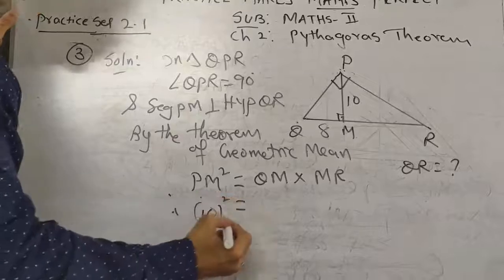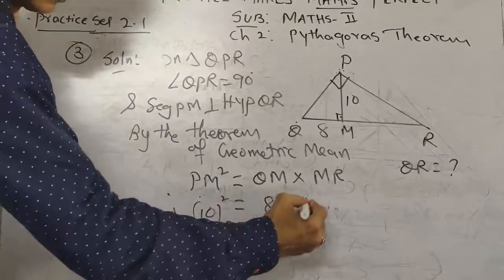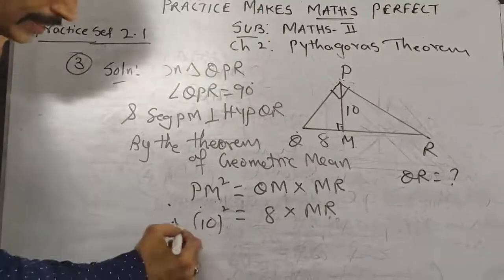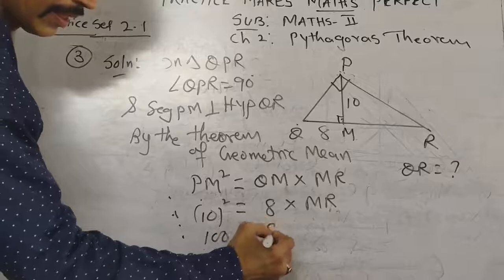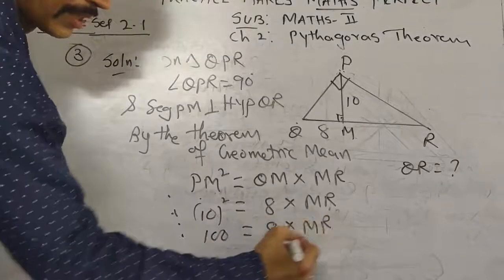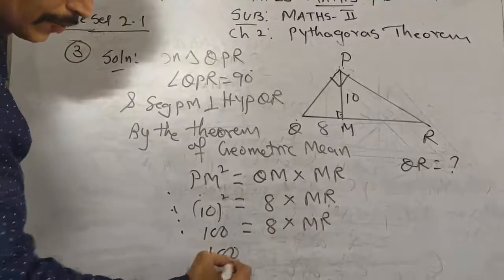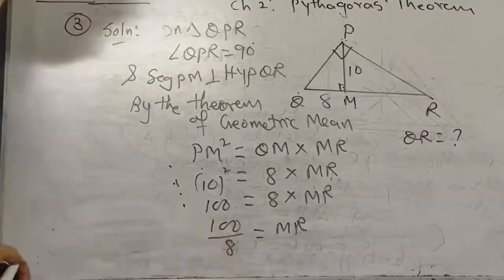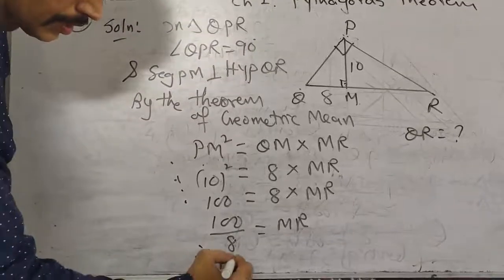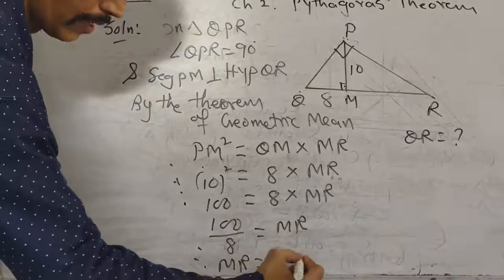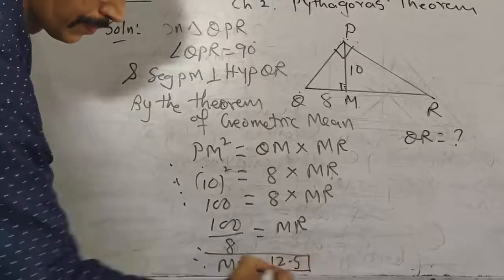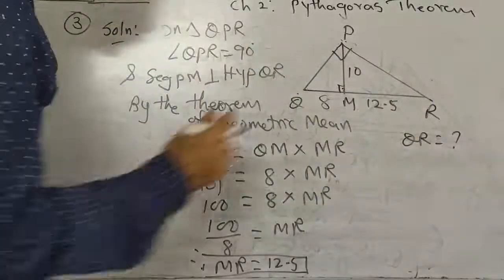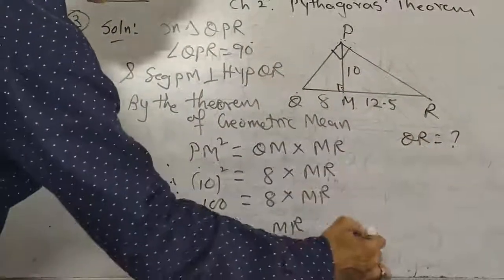10 square is equal to QM is 8 into MR. Okay. So 10 square is 100, equals 8 into MR. This 8 will come here and divide. 100 divided by 8 is equal to MR. If you divide this, you will get MR is equal to 12.5. MR you will get 12.5. But we don't want MR, we want QR.